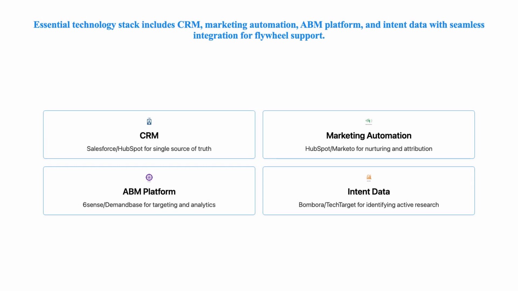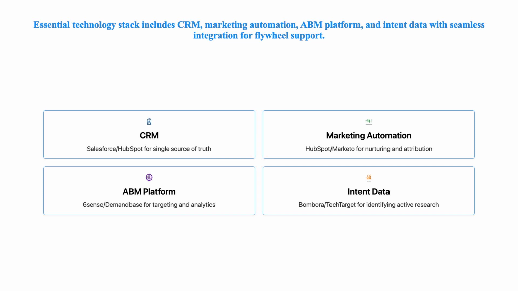Your technology foundation requires 4 essential components. First, a robust CRM system like Salesforce or HubSpot that serves as your single source of truth for all customer data, tracking every interaction from first content engagement through closed deals. Second, a marketing automation platform such as HubSpot, Marketo, or Pardot for email nurturing sequences, landing page creation, lead scoring, and campaign attribution tracking.